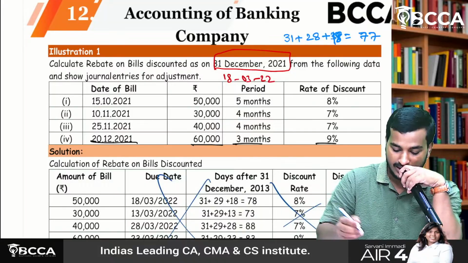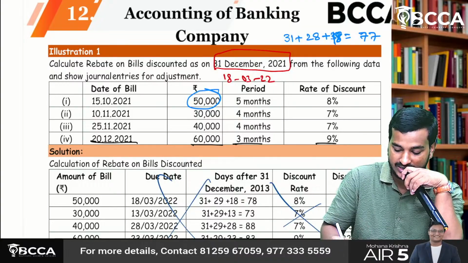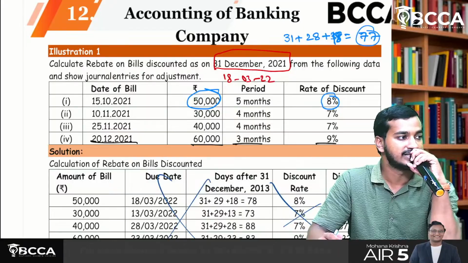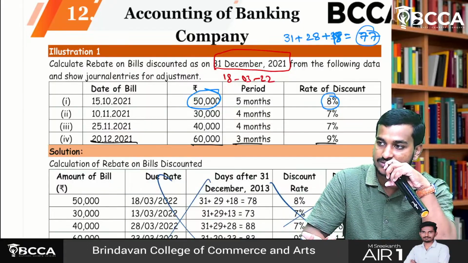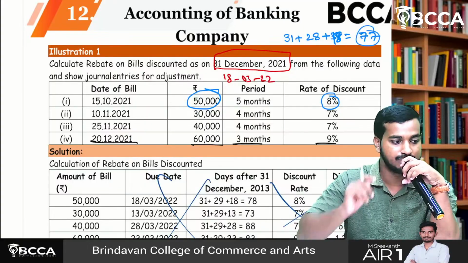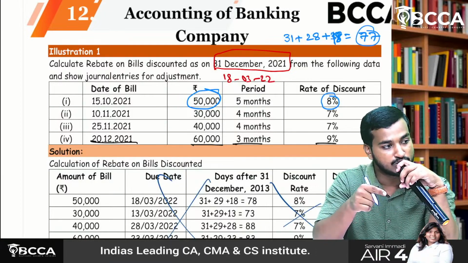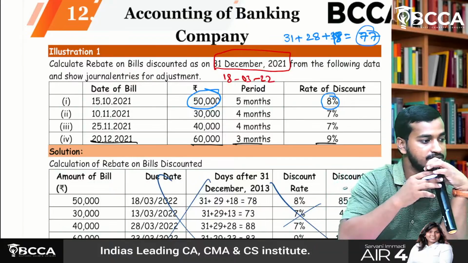Step number 3, bill amount 50,000 into 8% into 77 by 365. That's it. In the same manner, answer done. In your notebook, please give me. What is the total?